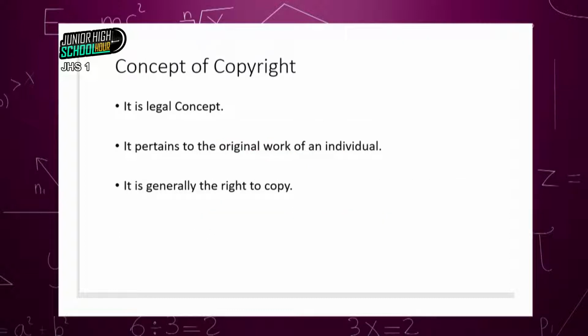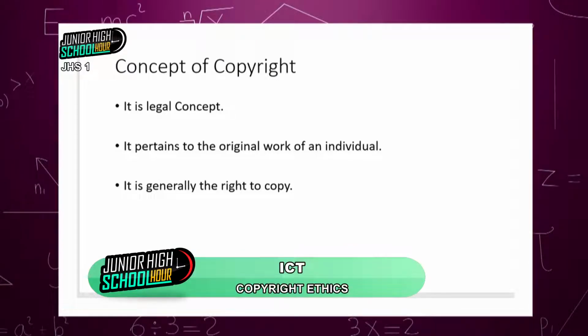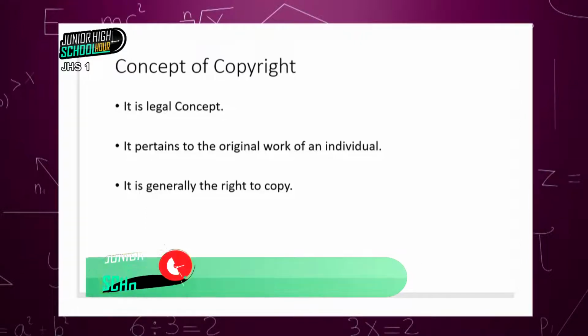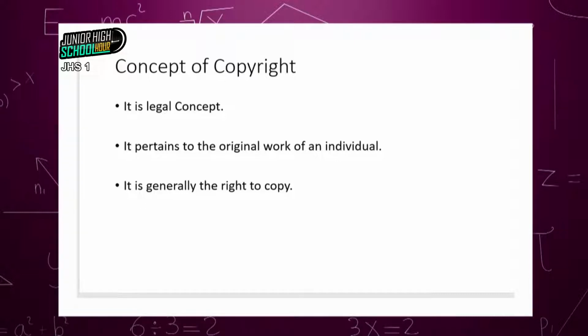So if the concept of copyright is legal, then what is it protecting? Now, it pertains to the original work of an individual. That means if you create any artwork, any music, any book, any software, there must be a protection, or else someone else will take your work and also benefit from it. And it generally means the right to copy an artifact or a work.